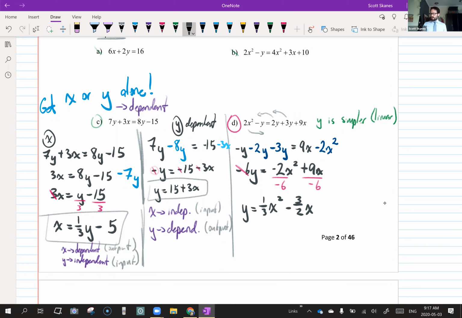And I'm seeing that you're saying 3x plus 2. I'm not sure how you got that. This is what I got. So when I got this, that means that y is the dependent, x is the independent. That's kind of our final answer here.